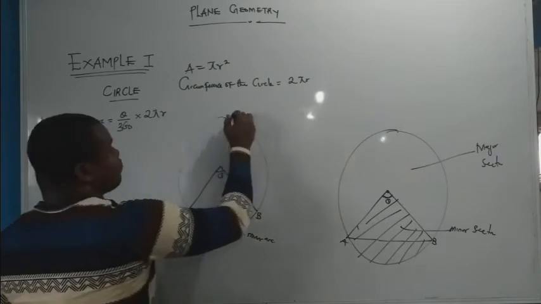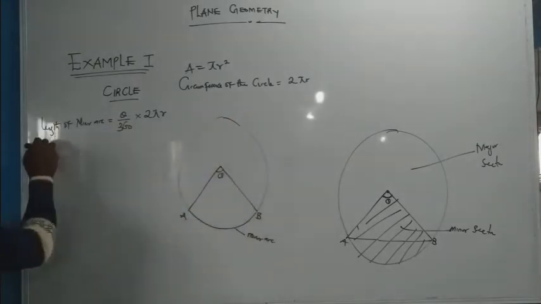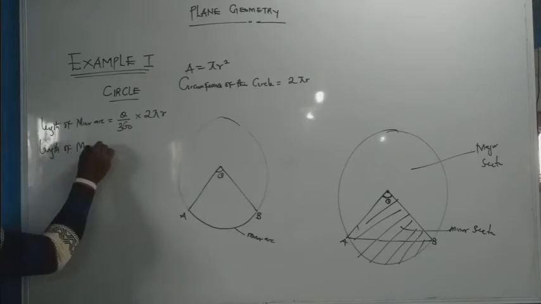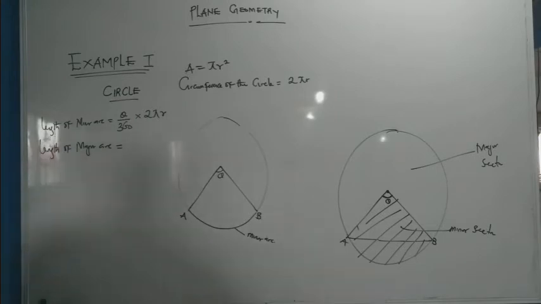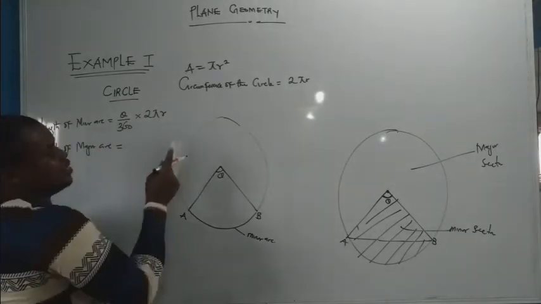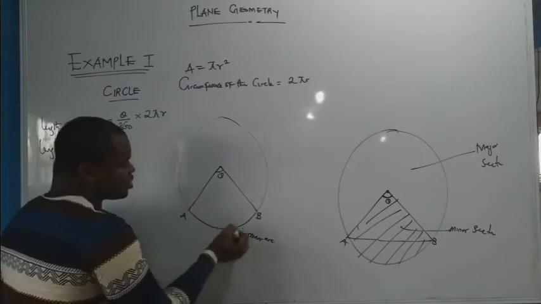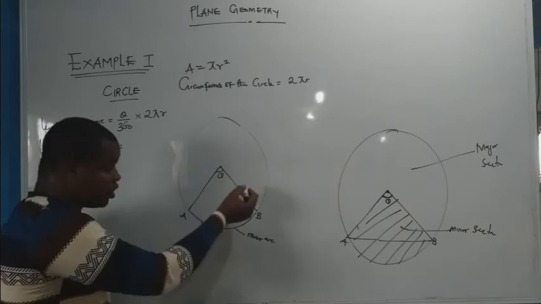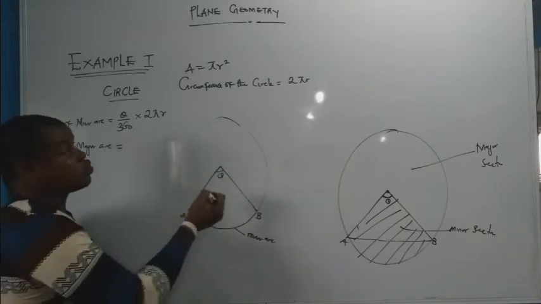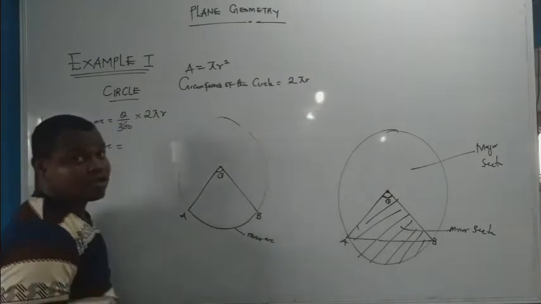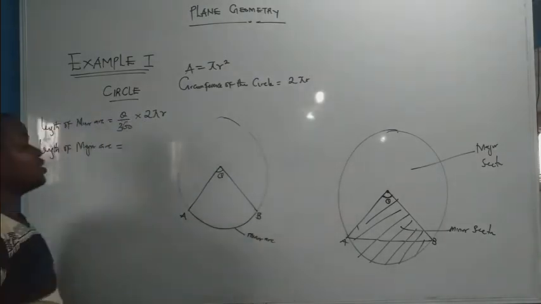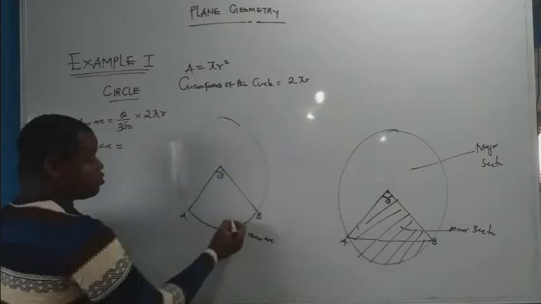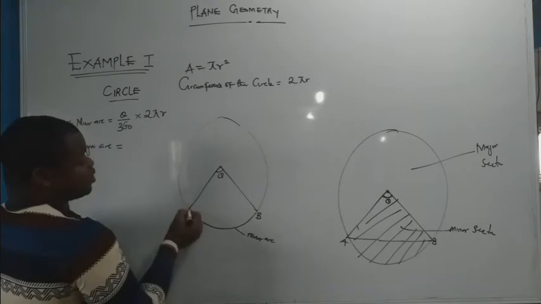If you are given a question and asked to find the length of the major arc, so we have the length of the major arc. Since this boundary is everything around, it is the circumference of the circle, and the formula to calculate the circumference of the circle is what? 2 pi r. So you are now asked to calculate the length of the major arc.